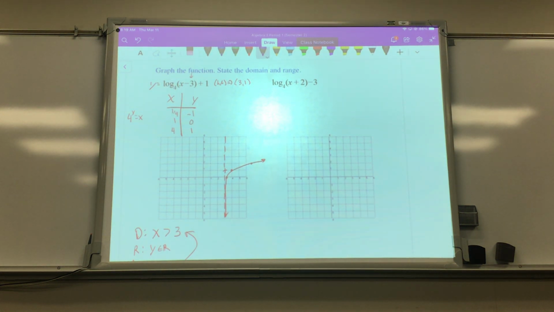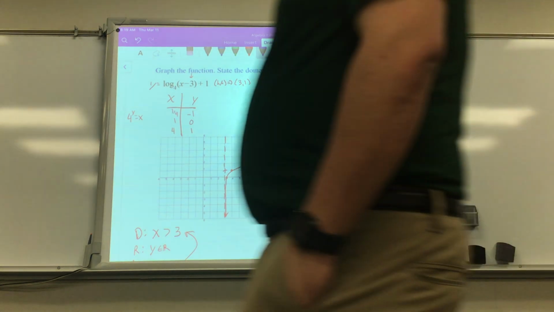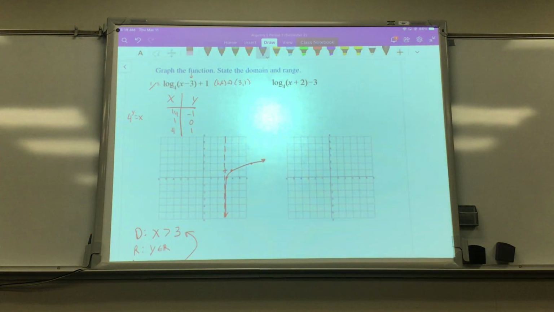Notice the base is the same, right? The table will be the same as well, no matter where you shift it. Okay, go ahead, state the domain, range, and asymptote as well.